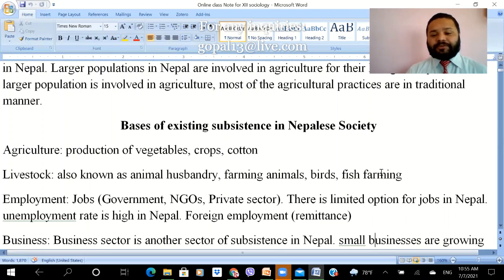But there are limited job options in Nepal. The unemployment rate is high in Nepal. Foreign employment and remittance are also another very important aspect of employment in the Nepalese context. Okay, there are more than 50 lakh people living overseas for the living of their family, or there might be multiple reasons. Some people might love to go there and enjoy their life in freedom. But there are multiple reasons that people go abroad for foreign employment.